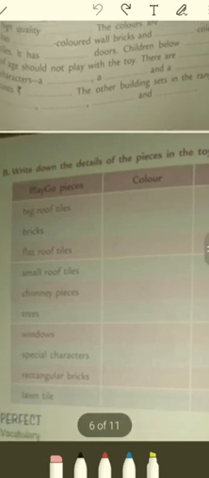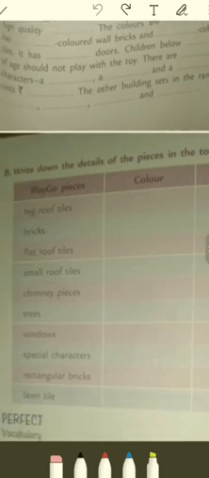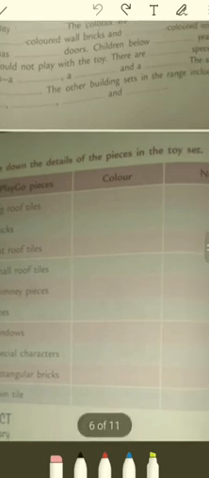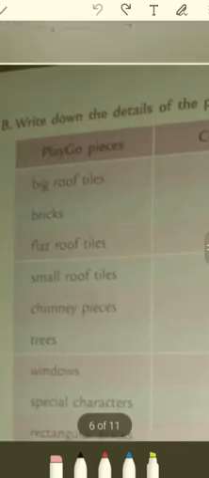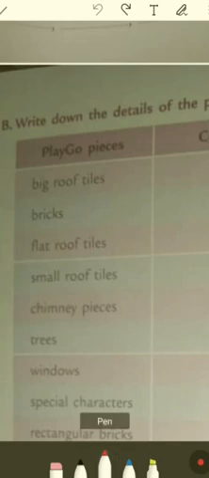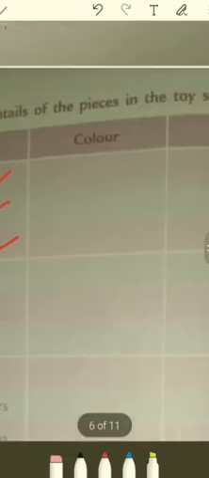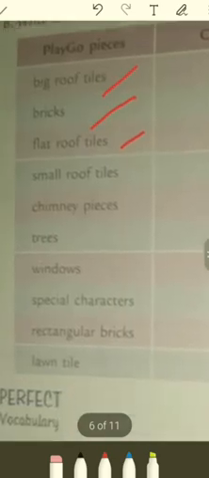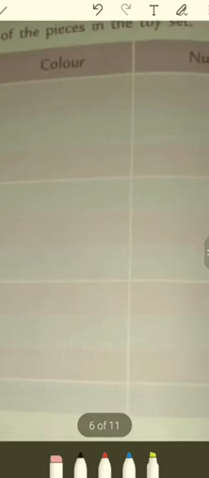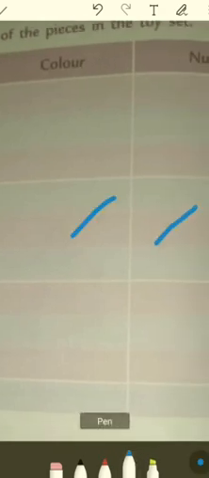We have: write down the details of the pieces in the toy set. You have a toy set in the first 2-3 pictures, right? So you are asked to write down the details of the pieces in the toy set. See, Lego pieces: big roof tiles, then you have bricks, flat roof tiles, then color and number. Then small roof tiles, chimney pieces, same color and number you have to fill.